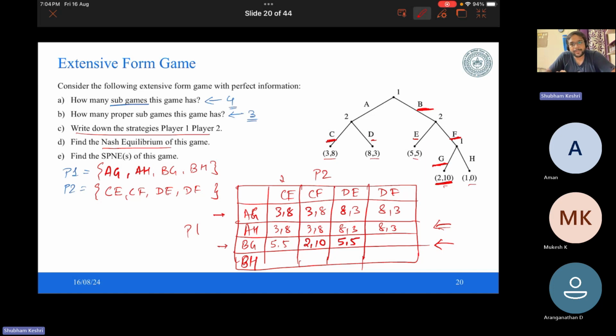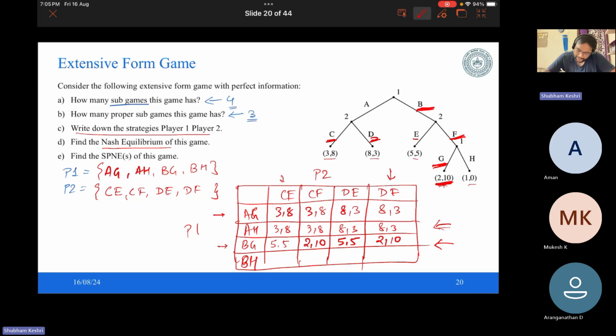Please confirm. If you have doubt, you can just ask me. Alright, I'm just writing it, but if you don't understand, please stop me. Again, B and G, and the strategy is D and F. So the game will come over here. It will be 2, 10.